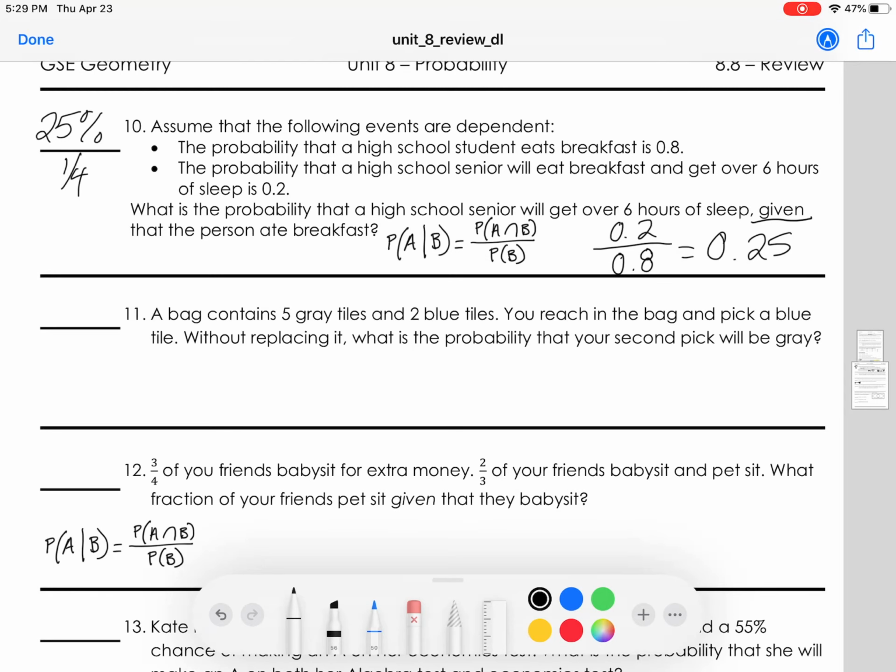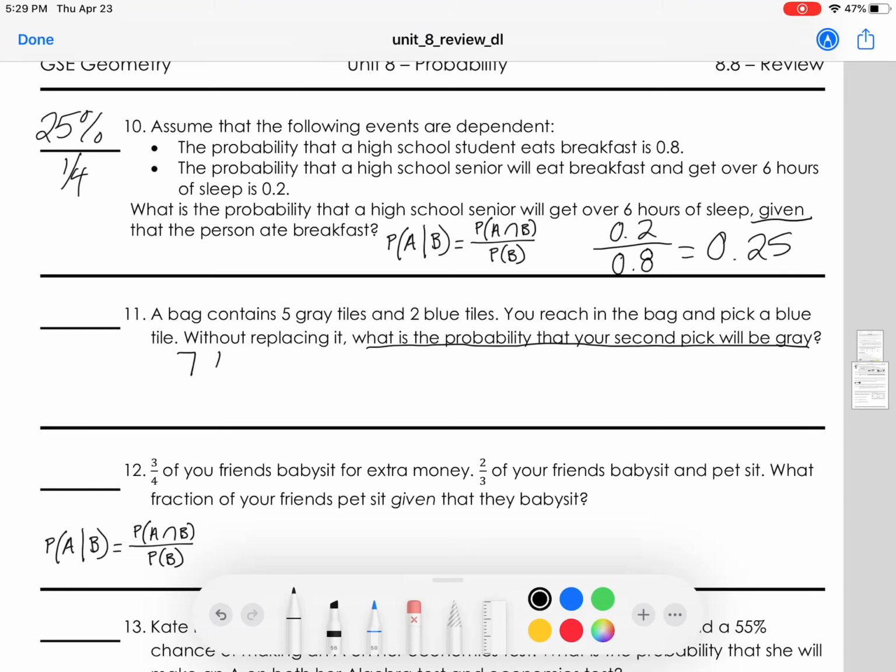Number 11, you have a bag that contains 5 gray tiles and 2 blue tiles. You reach in the bag and pick a blue tile. Without replacing it, what's the probability that your second pick will be gray? So we're just finding the probability that we will pick a gray tile the second draw.